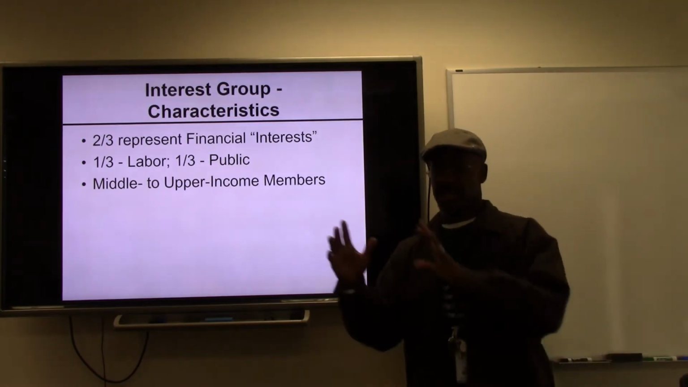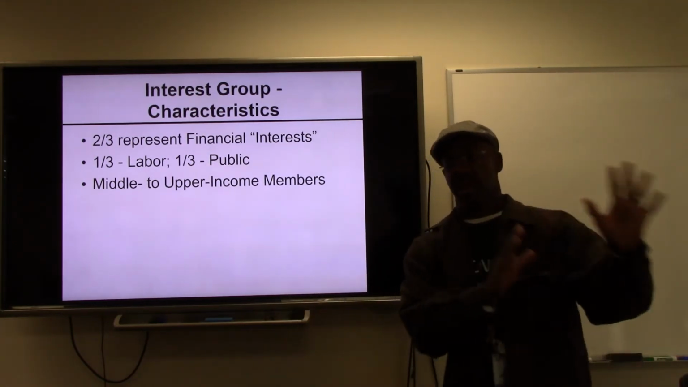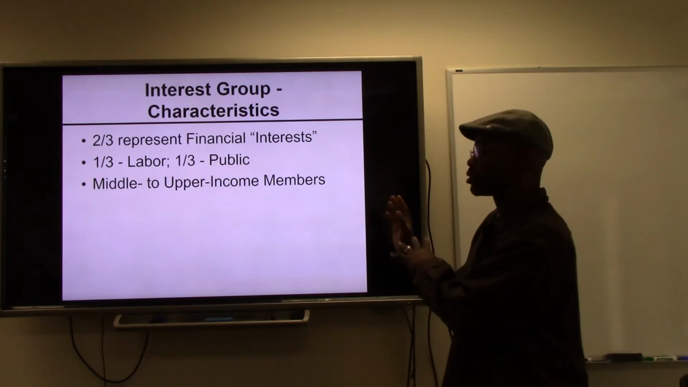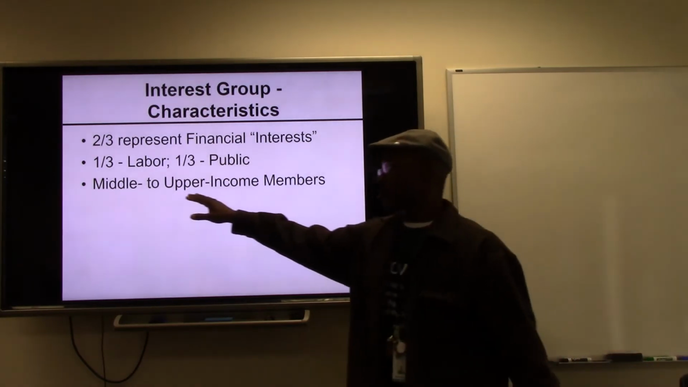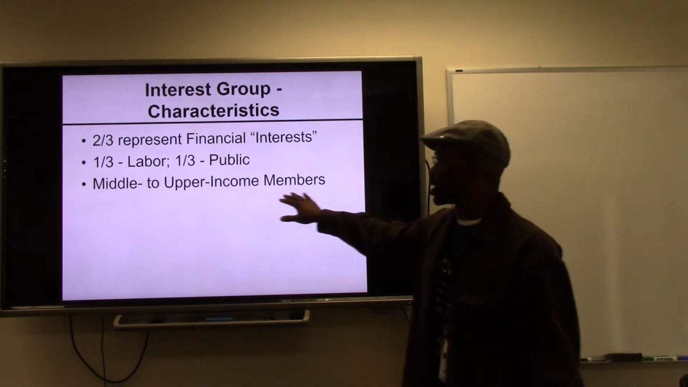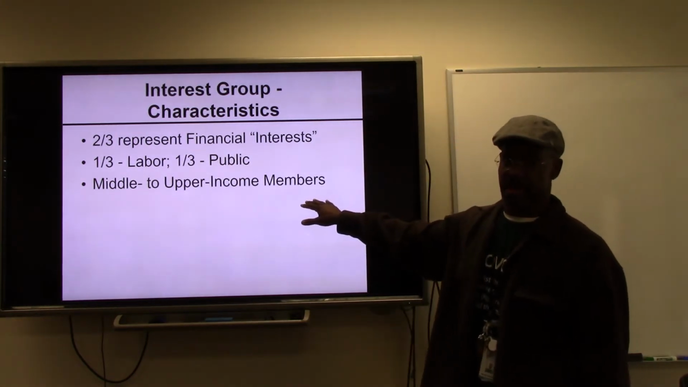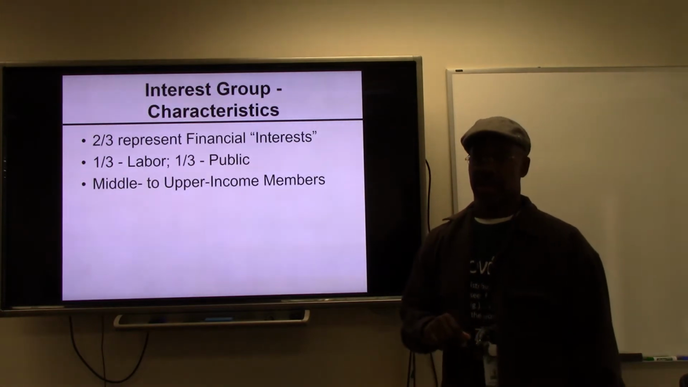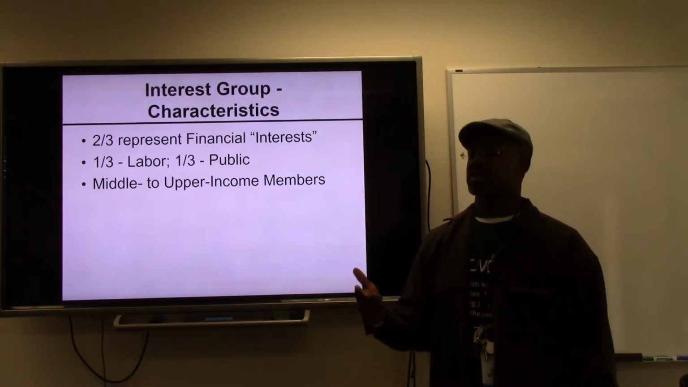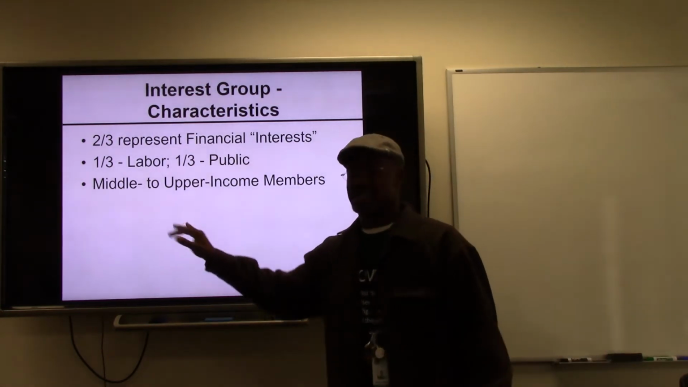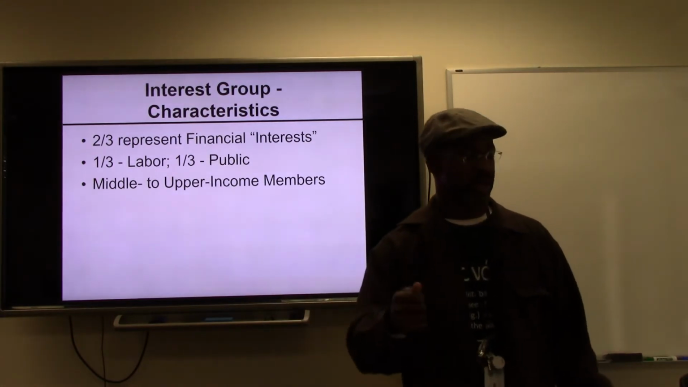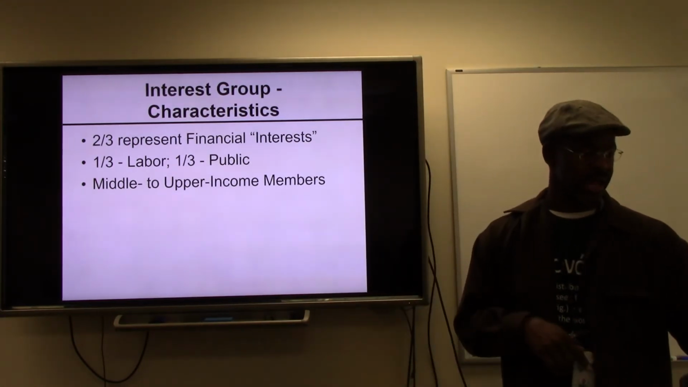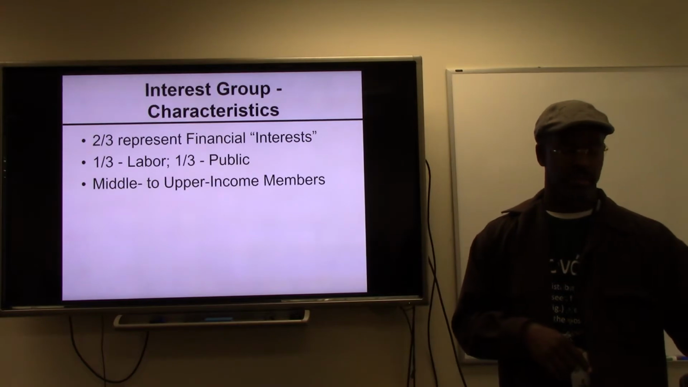One truism, just like we saw with voting and with other forms of participation, you see with interest groups. The people who participate in interest groups tend to be middle to upper income. The poor are not often involved in interest groups. They don't have the resources, they don't have the knowledge, so they're typically not involved. You're seeing the upper and the middle classes involved in interest groups.